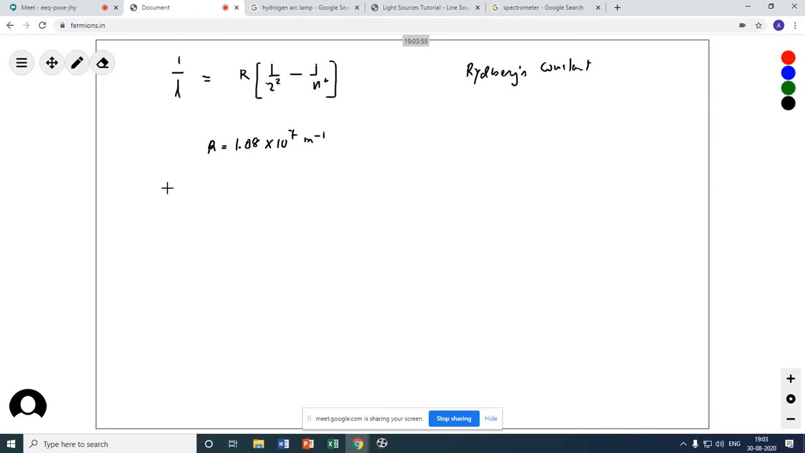So the wavelength corresponding to H alpha, you have to write: 1 by lambda equals 1.08 into 10 to the power 7, then 1 by 2 square minus 1 by 3 square. So that gives me 1.08 into 10 to the power 7 into (1 by 4 minus 1 by 9). Correct? So how much is this? I'll use the calculator to solve it fast.